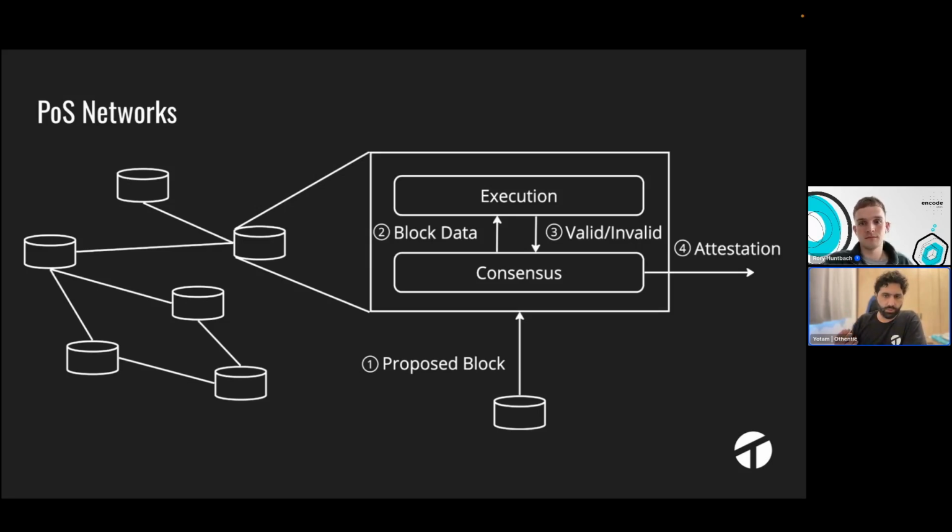It's running a consensus client, and it's running an execution client. Whenever a block proposer is chosen and they propose a block, that block arrives to the consensus client of every node, and the consensus client takes the block data and sends it to the execution client. The execution client runs whatever calculations it needs to run in order to verify that the block is valid, and then it gives the consensus client an answer, whether this block is valid or invalid. The consensus client takes this result and attests to it and sends that attestation to the rest of the network.